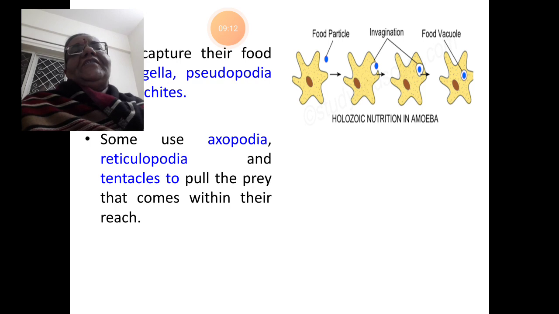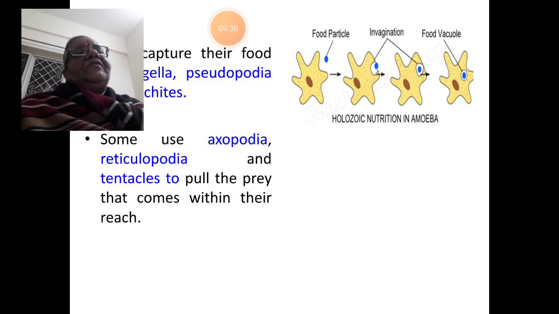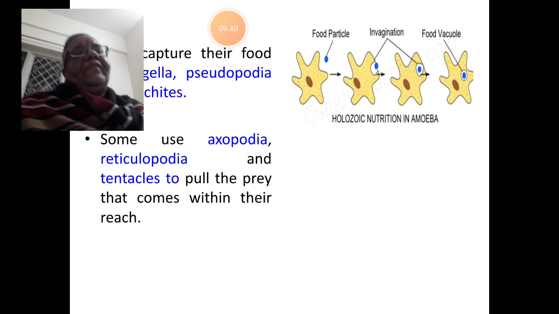And once the invagination of food particle is through, you can see in the fourth diagram the food is put in a food vacuole, right? So formation of food vacuoles is the characteristic feature of protozoans where the mode of nutrition is holozoic. So the series of diagrams of amoeba tells you step by step how exactly the food is ingested.